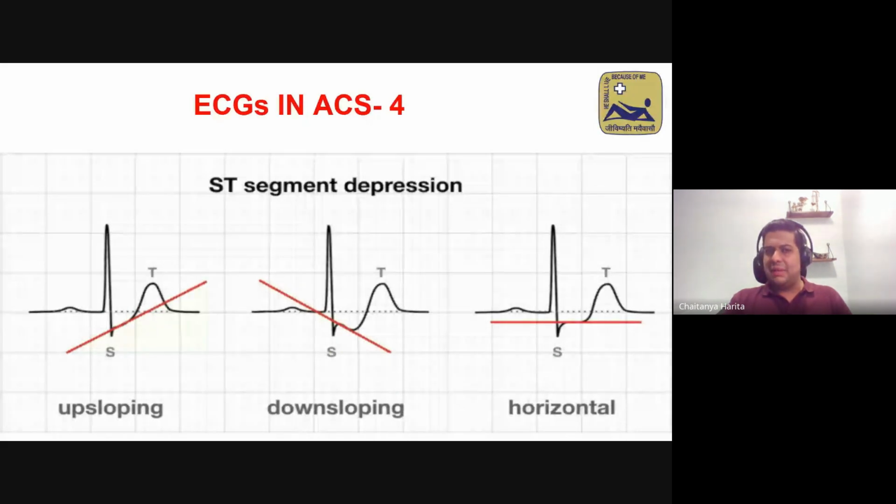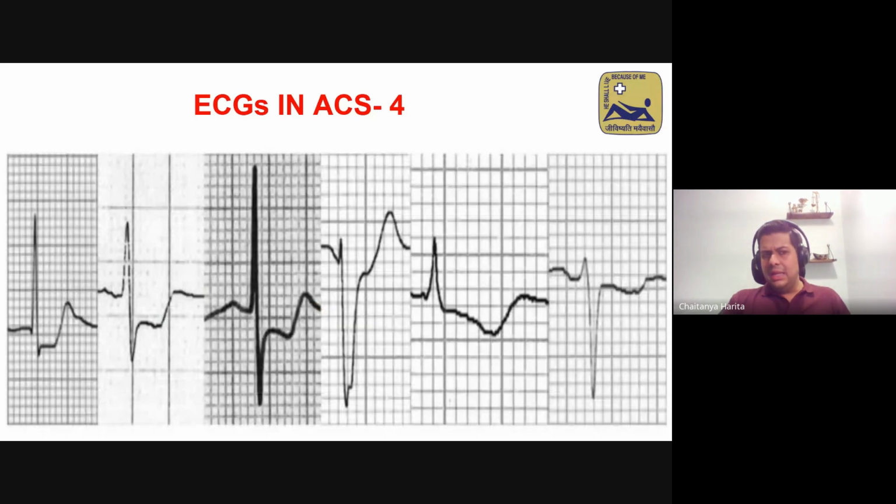As I showed you last time, a repetition, ST depression can come in 3 forms: upsloping, downsloping, and horizontal, downsloping being the most dangerous. And these are the patterns of ST depression that you can see. All of these are the various patterns that you can see, especially the last one. If you see, it's quite subtle. It's not even one box. That's why I said even 0.5 of ST depression is significant.